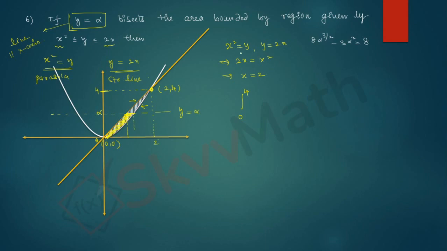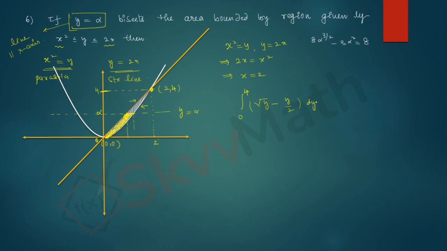What is the parabola equation? x square is equal to y. Then x is equal to root y. So that is the function we are using: root y minus the left curve. What is the left curve? The line. The line equation is y equals 2x, so x is equal to y by 2. So this is dy.